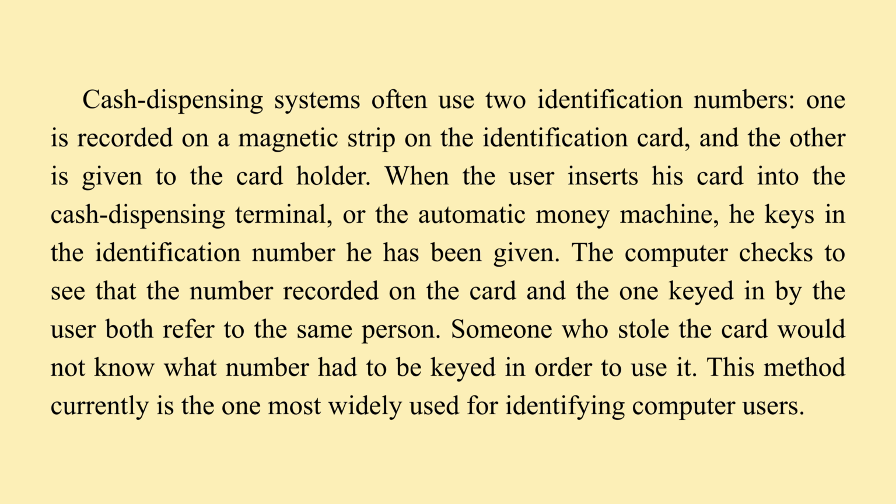Cash dispensing systems often use two identification numbers. One is recorded on a magnetic strip on the identification card, and the other is given to the cardholder. When the user inserts his card into the cash dispensing terminal or the automatic money machine, he keys in the identification number he has been given. The computer checks to see that the number recorded on the card and the one keyed in by the user both refer to the same person. Someone who stole the card would not know what number had to be keyed in order to use it. This method currently is the one most widely used for identifying computer users.